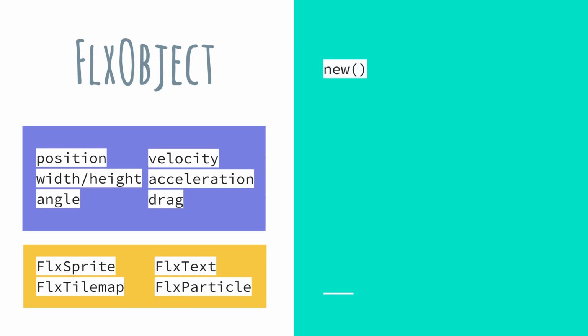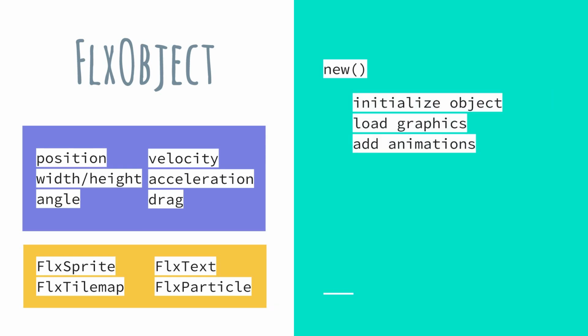Like a Flix state, Flix objects have two very important functions. Similar to create, a Flix object's new function, or constructor, runs when you create a new Flix object. There are some important distinctions between new and create, but we won't get into that now. In a Flix object's new function, you will be initializing your object, and if it happens to be a Flix sprite, you'll be adding your graphics and animations as well.